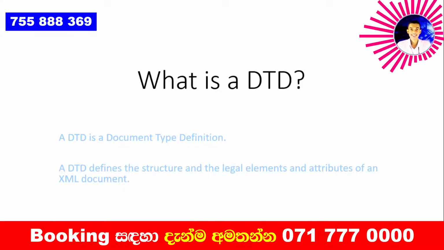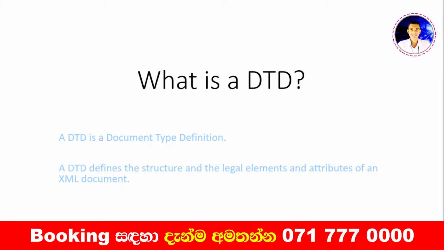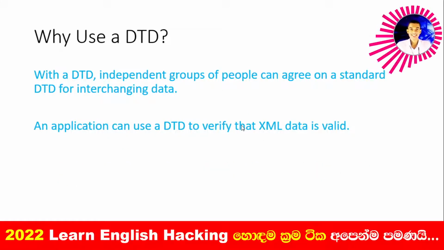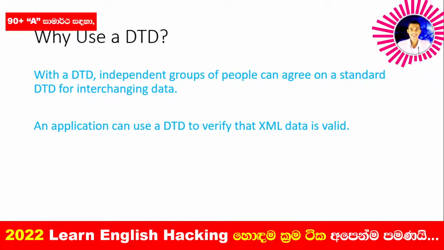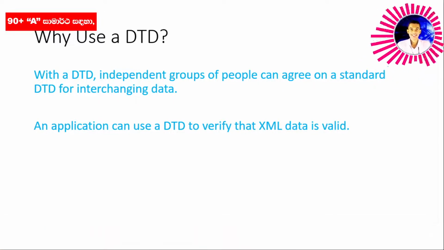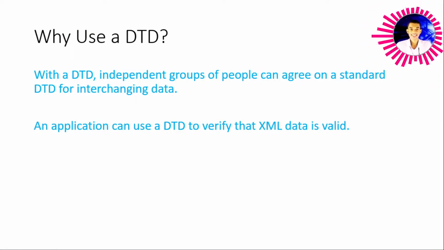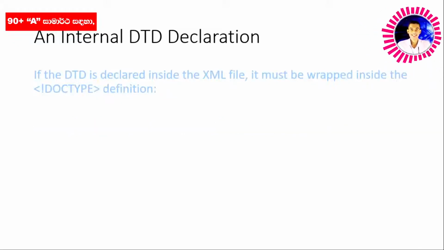Then we can consider why use a DTD. With a DTD, independent groups of people can agree on a standard DTD for interchanging data. An application can use the DTD to verify that XML data is valid. There are two types of DTD declaration, just like CSS. Let's see what they are.